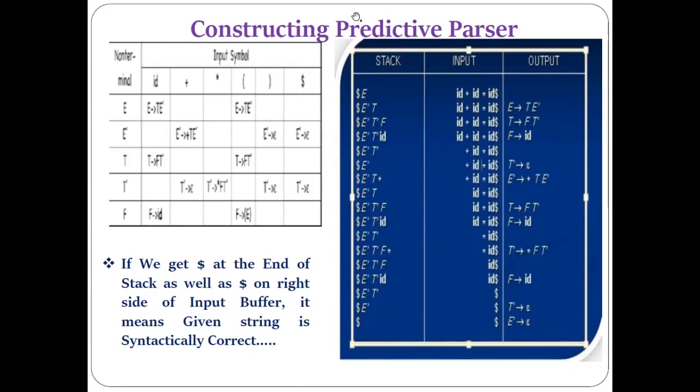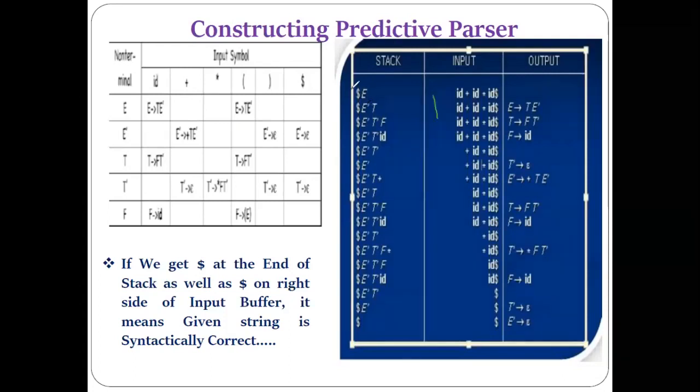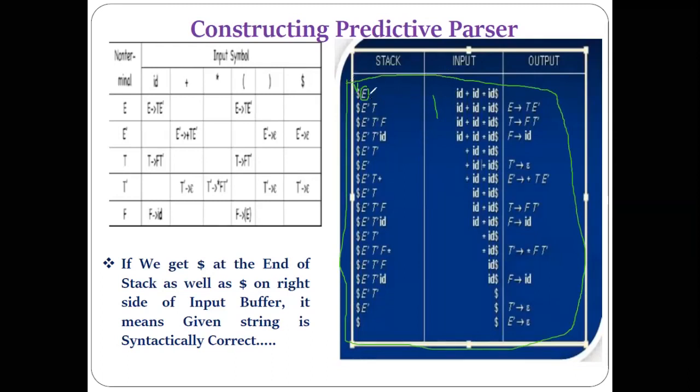Now you can see here, as I told, initially at the bottom of the stack there is a dollar, and above the dollar there is the starting symbol. So what is the starting symbol of our grammar? Non-terminal E. Now this is the already constructed predictive parser. This is the solution. Here I'm telling you how we have got this solution. Initially you have to start with the dollar, and above the dollar there will be the starting symbol. Here you can see our starting symbol is E.